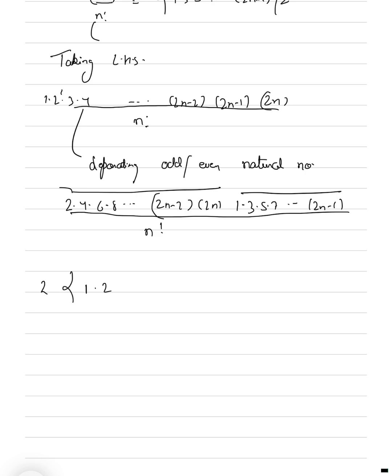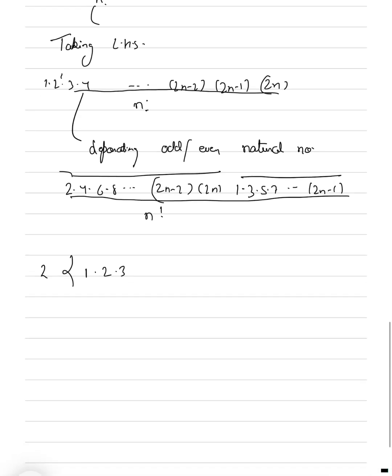2, then we have 2, so we are going to get a square here, and then 3, we are going to get a cube here. So for n terms we are going to get 2 to the power n here. So 2 to the power n, 1, 2, 3, dot dot dot, n minus 1, and then n.